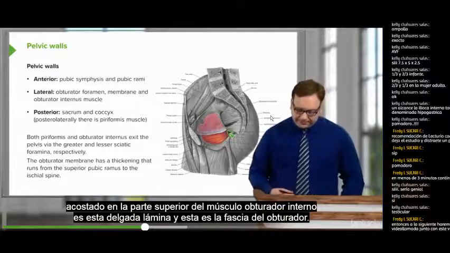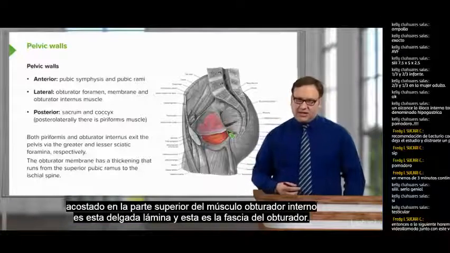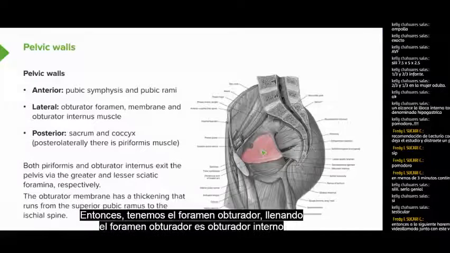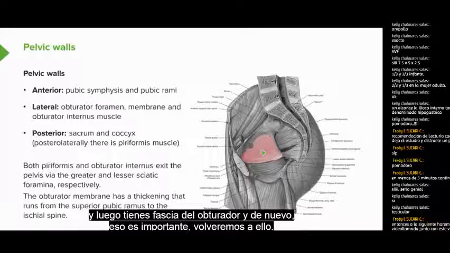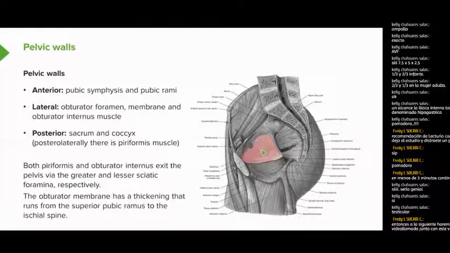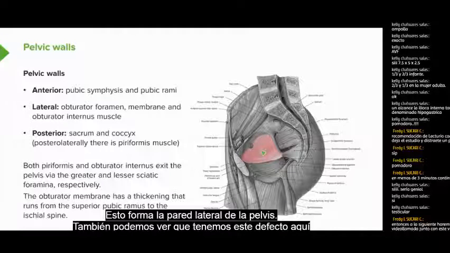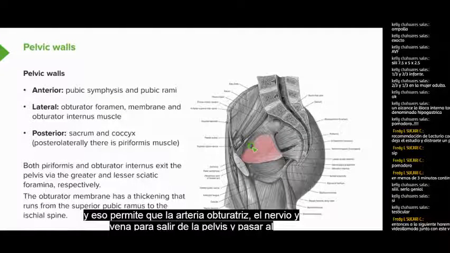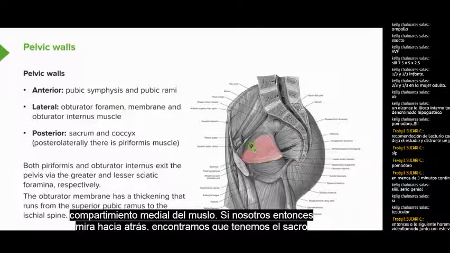What we can see lying on top of obturator internus muscle is this thin sheet, and this is obturator fascia. So we have the obturator foramen. Filling the obturator foramen is obturator internus, and then you have obturator fascia. And again, that's important, we'll come back to it. This forms the lateral wall of the pelvis. We can also see we've got this defect here, and that allows obturator artery, nerve and vein to leave the pelvis and pass into the medial compartment of the thigh.